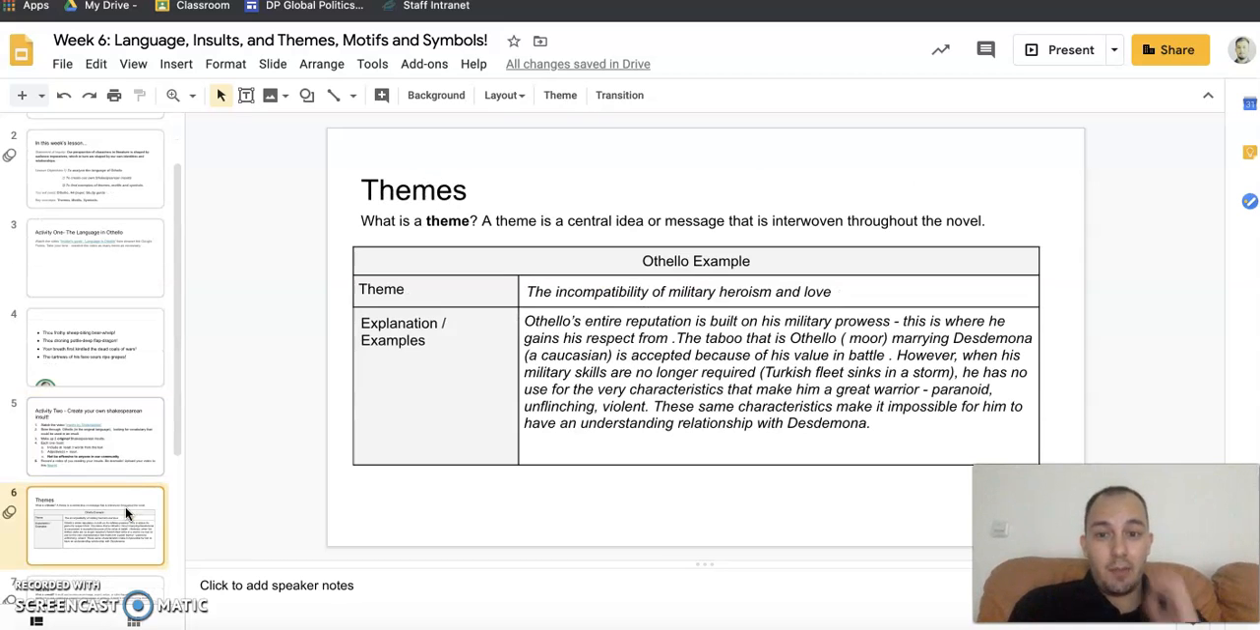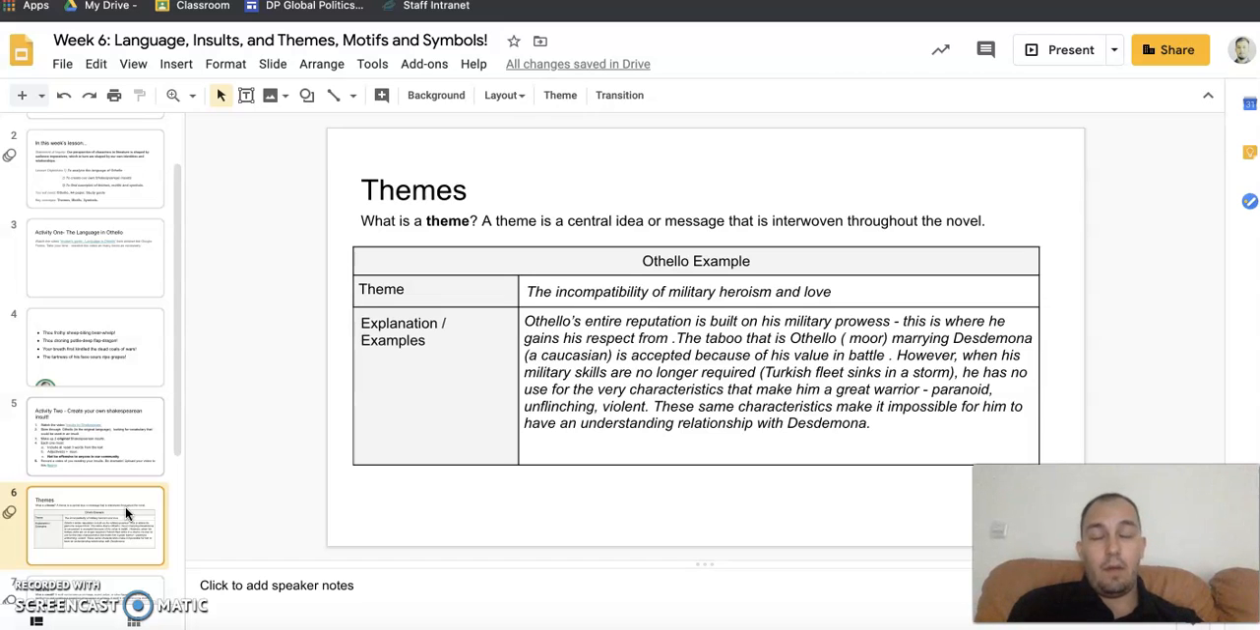So your third task, we're going to look a bit at themes, motifs, and symbols. So I'm sure you've done this before, but a theme is a central idea or message that is interwoven throughout the novel. So an example of a theme from Othello is the incompatibility of military heroism and love. And if we think about Othello, his entire reputation is built on his military prowess. This is where he gains his respect from.